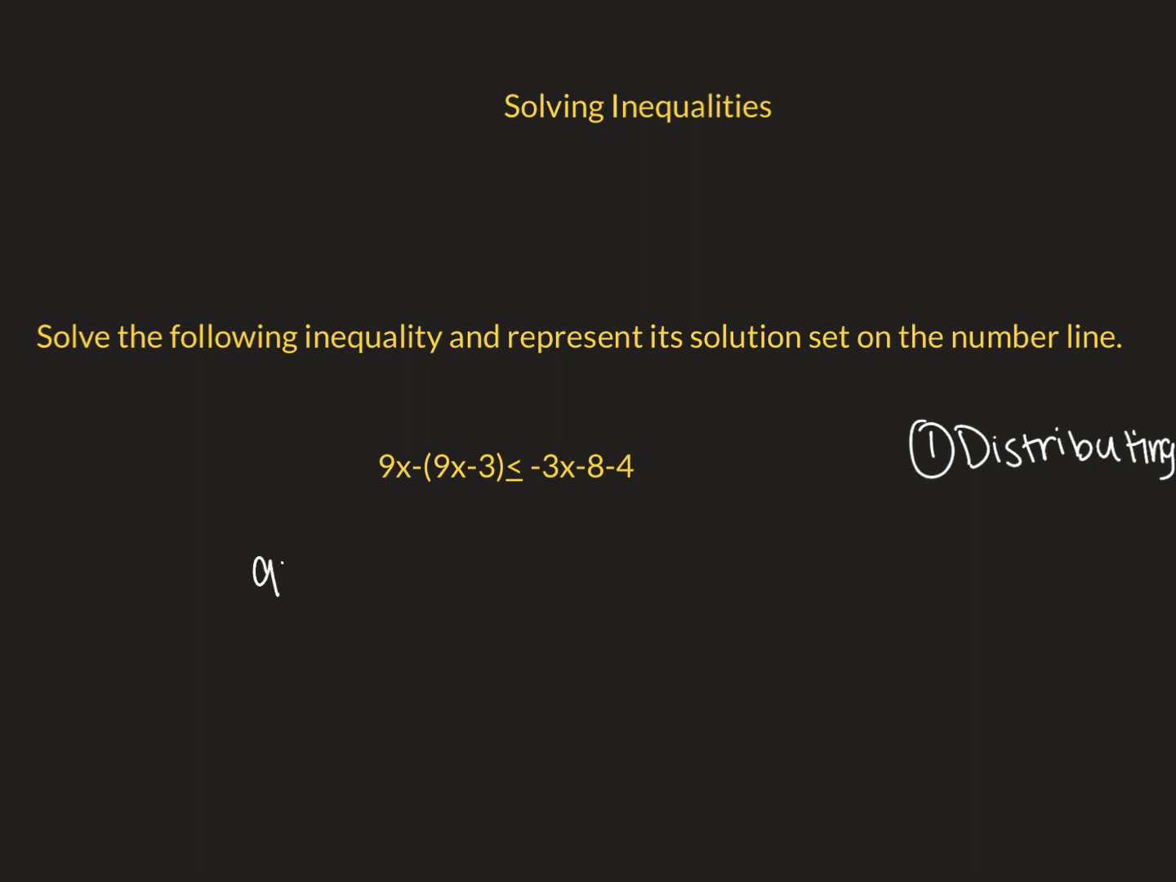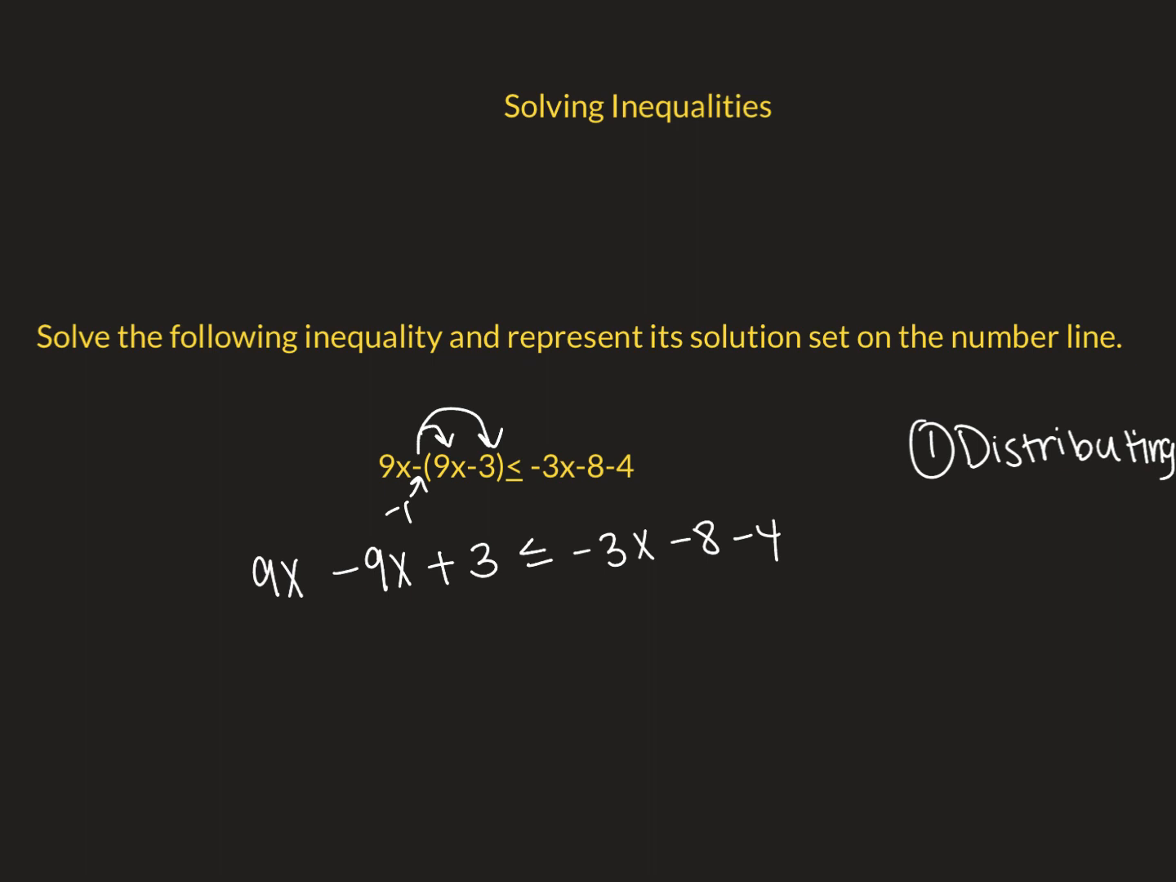I get to drop my 9x. This negative needs to be distributed without parentheses. Think about it like an invisible negative 1 there. So negative 1 times 9x is going to be negative 9x. Negative 1 times negative 3, that's going to be a positive 3. I get to drop my less than or equal to, my negative 3x, my negative 8, and my negative 4.